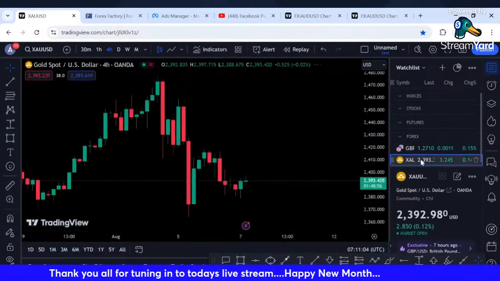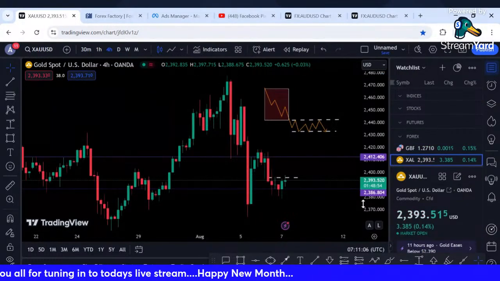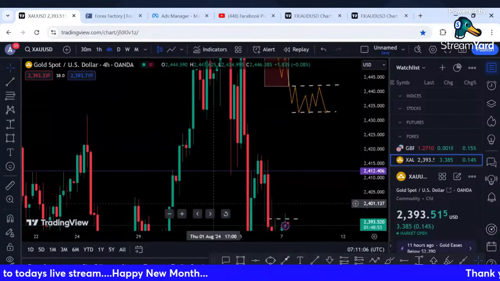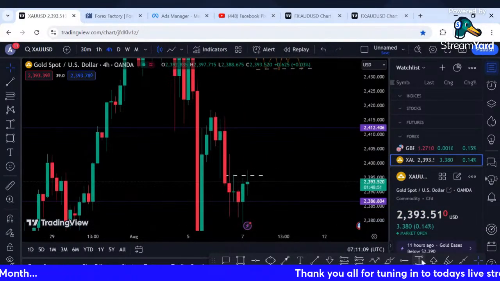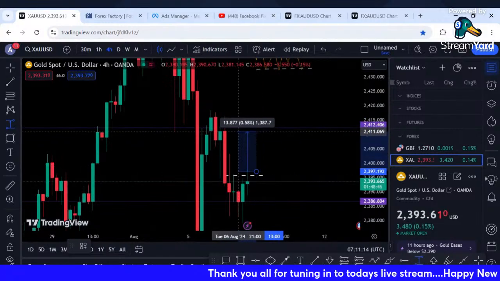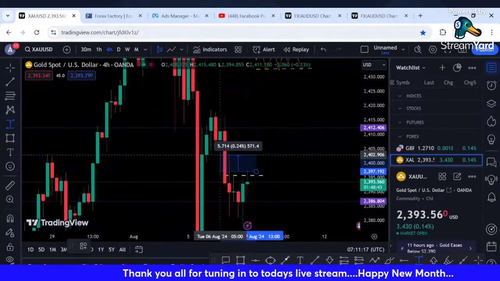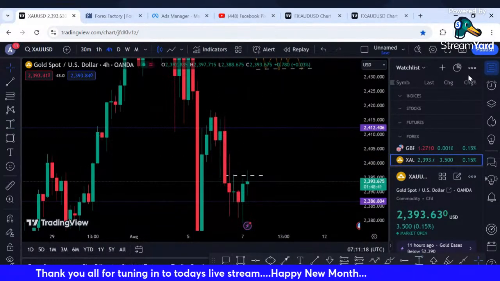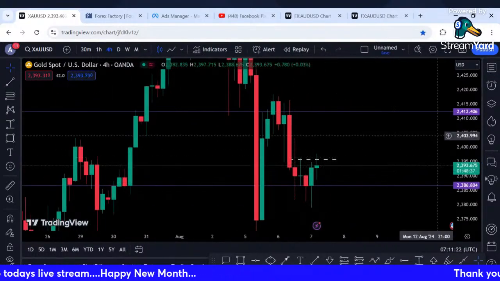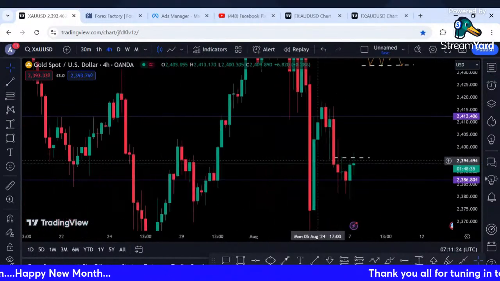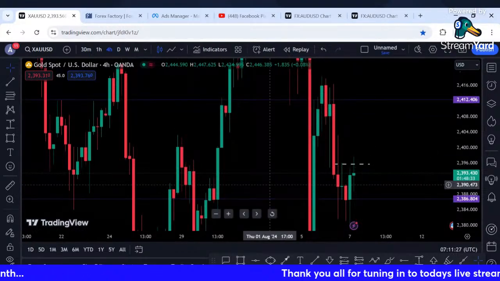So something like gold. If you are taking this range for the buy, it is very spacious. So that's how it works. Always give yourself a space to breathe. Trade in a bigger range.